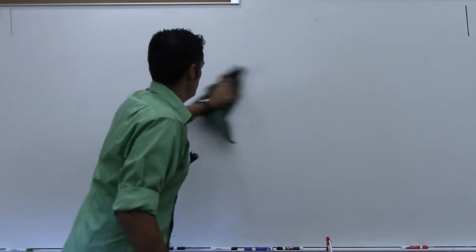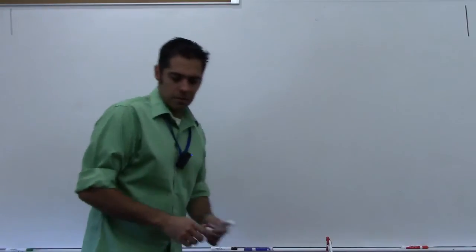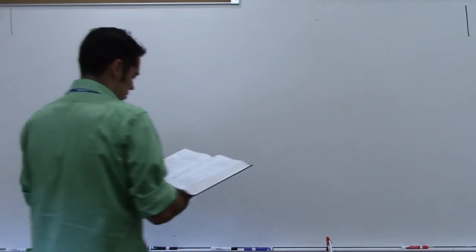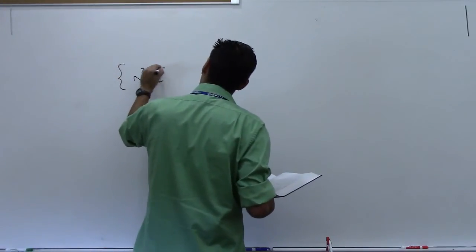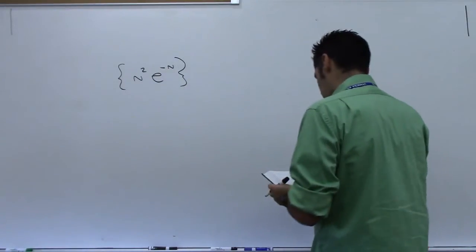All right, so I stopped at number 22. I'm just going to do the odds now, although you should try and do the evens also. Number 23, the sequence is n squared e to the negative n, and we're trying to figure out if this converges or diverges.